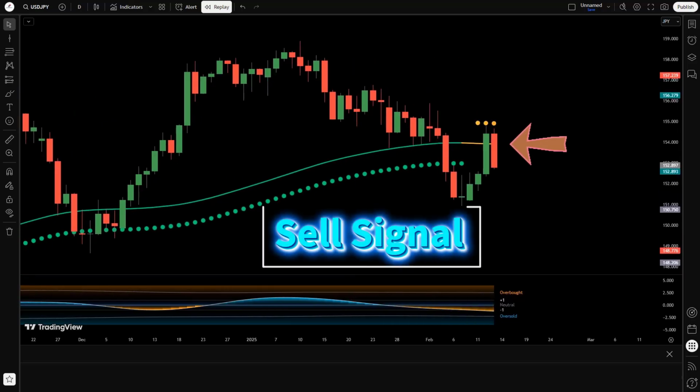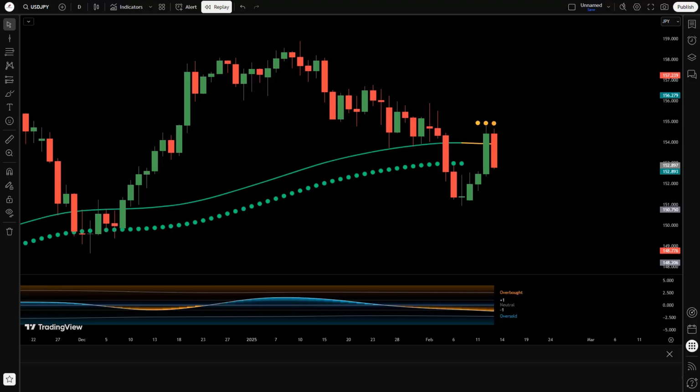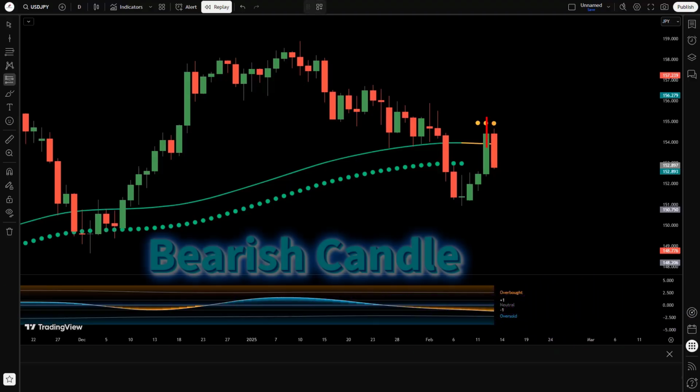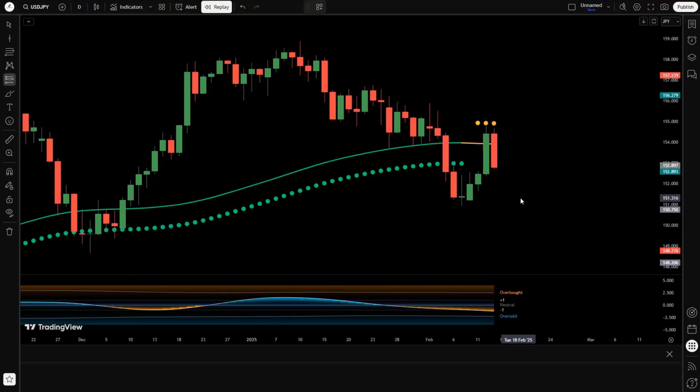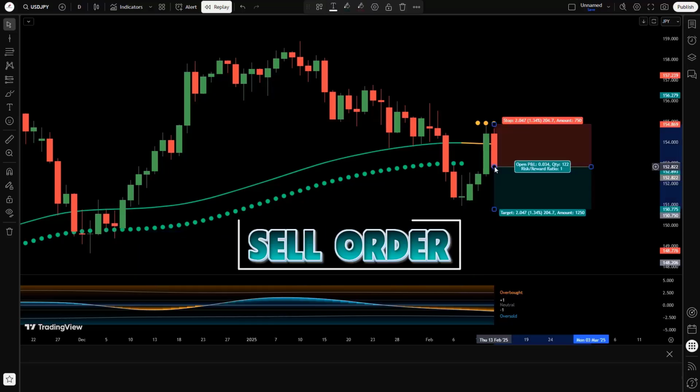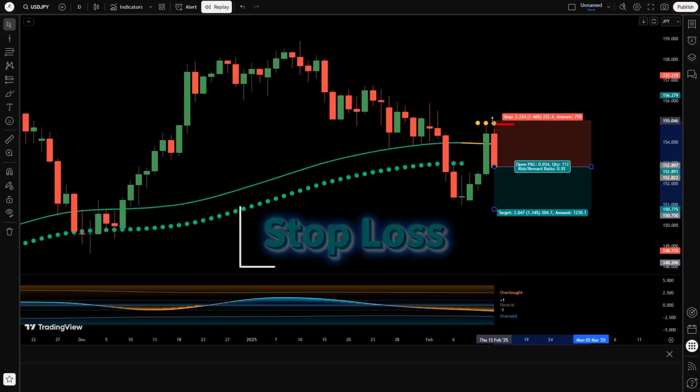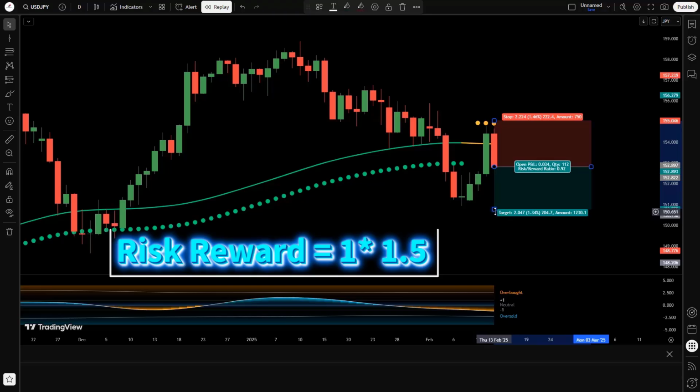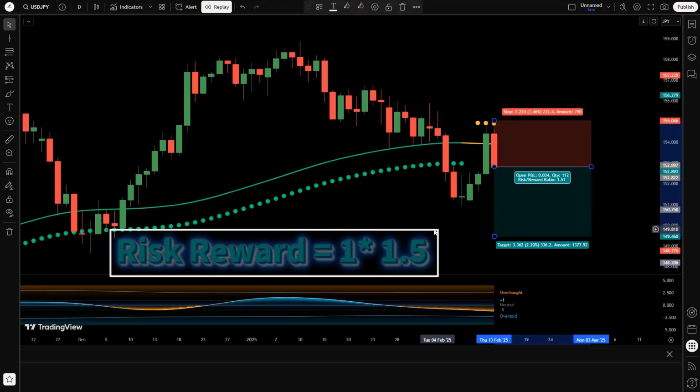When the trend filter indicator has given a sell signal, the Smooth Price Oscillator indicator has formed an orange area, and the market forms a bearish candle. So all these conditions are met, then we have to take a sell order, and our stop loss should be placed on this falling line, and the risk-reward ratio will be 1:1.5.